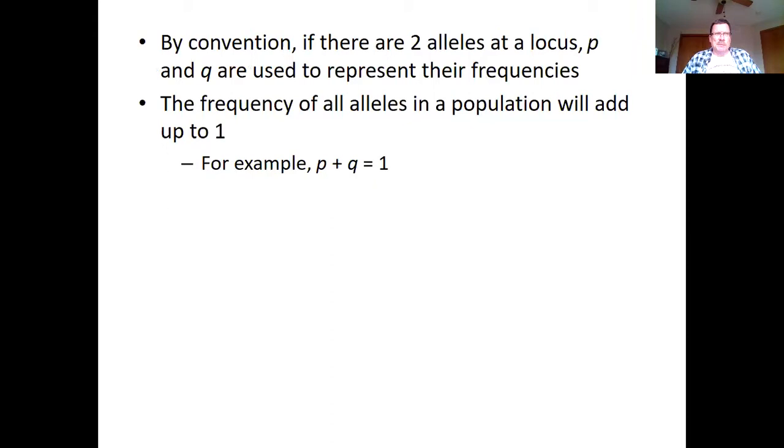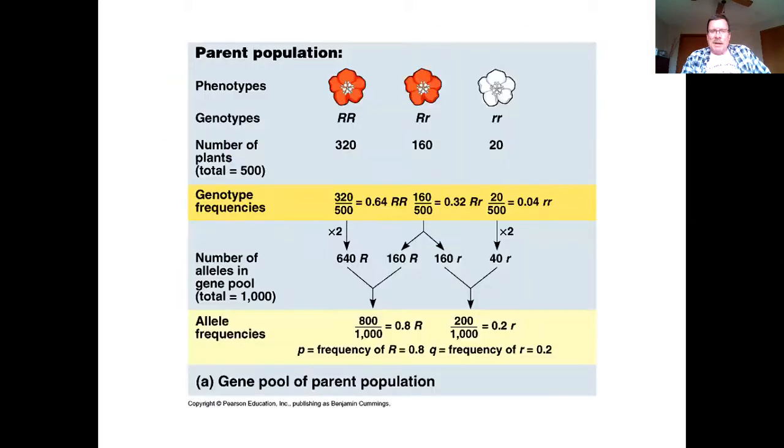because you can't get over 1. All right? You can't have more than what's there. And that's the math that helps us get going. So here we go. Here we have a red and white population. We have a total of 500 plants. 320 of those are homozygous dominant. So that means you have 640 alleles. Okay.